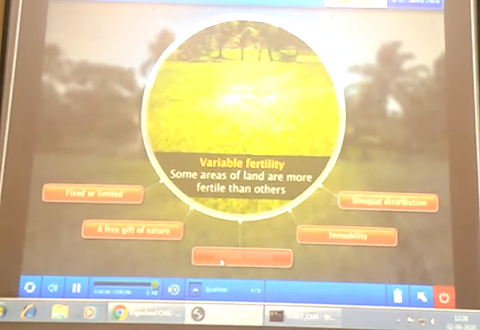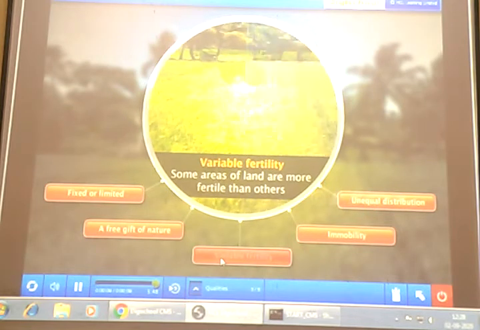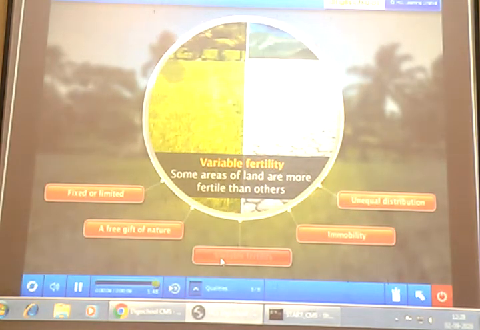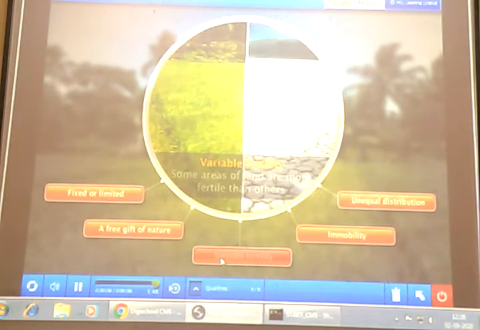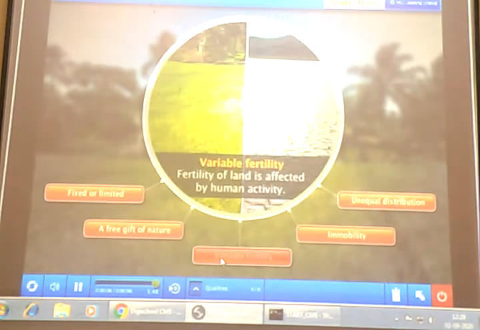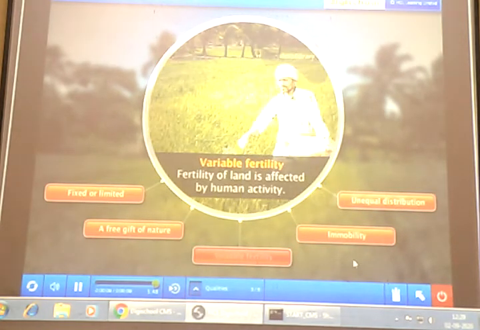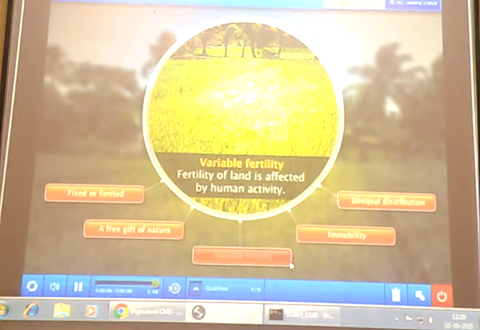Land has variable fertility. Some areas of land are more fertile than others. The fertility of land can also be affected by human activity. Gopal uses fertilizer, which affects the fertility of his farm.